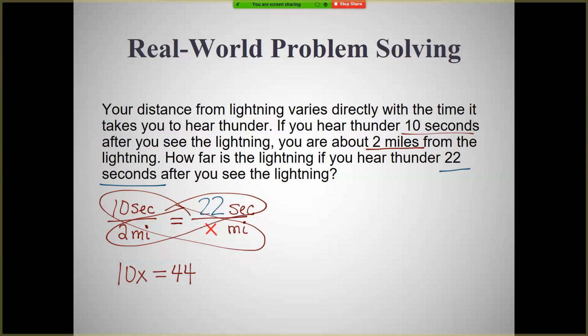To figure this problem out, I'm going to divide both sides by 10 to get x equals 4.4. Remember, x represented miles, so I'm going to label that miles. So if you hear thunder 22 seconds after you see the lightning, you are approximately 4.4 miles away from that lightning. Questions on this one?